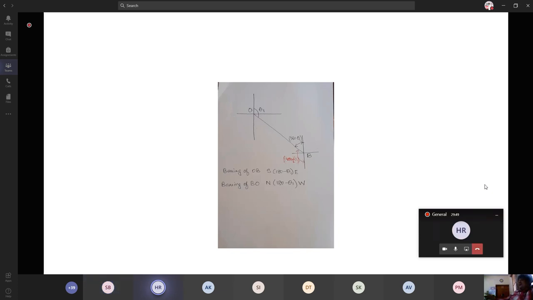One is a whole circle bearing, the other is a reduced bearing. Whole circle bearing: suppose I say that the bearing of a line AB is 21 degree. What is the bearing of a line BA?